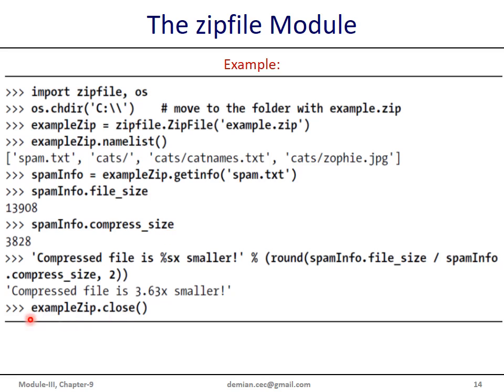And finally, you can close this zip file object. This is how you can read the contents of a zip file. You can get the information about the items present in a zip file, like file size, compressed size, etc.